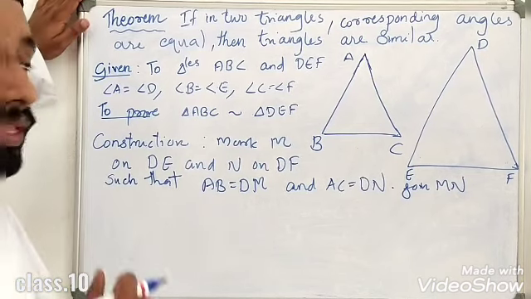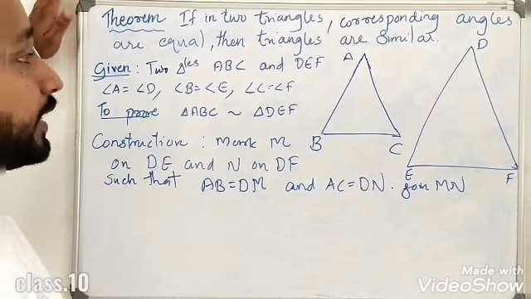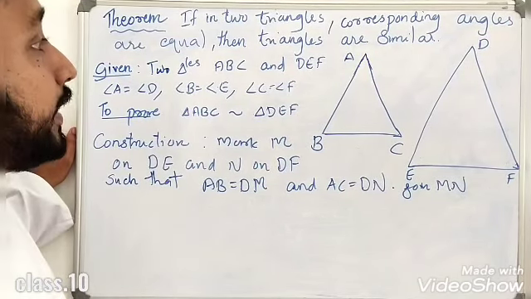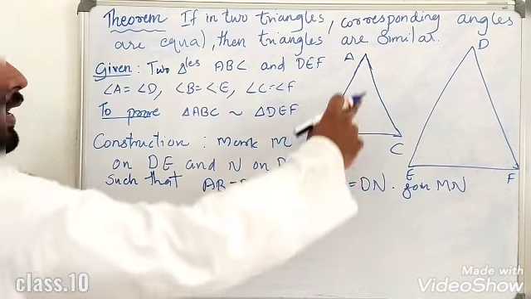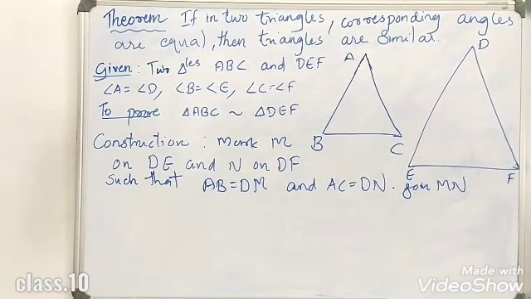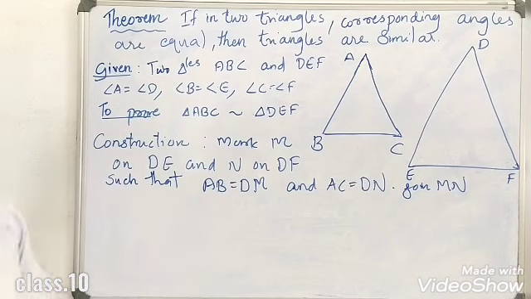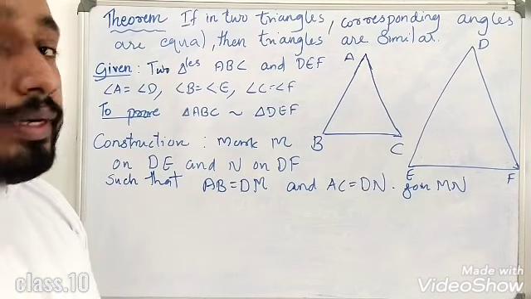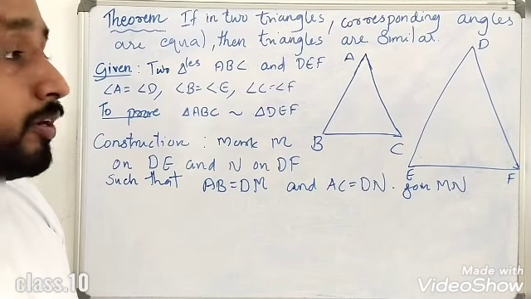First one, given: two triangles ABC and DEF. Angle A is equal to angle D, angle B is equal to angle E, angle C is equal to angle F. Corresponding angles are equal. This is the given condition. Then you have to prove that triangle ABC is similar to triangle DEF.